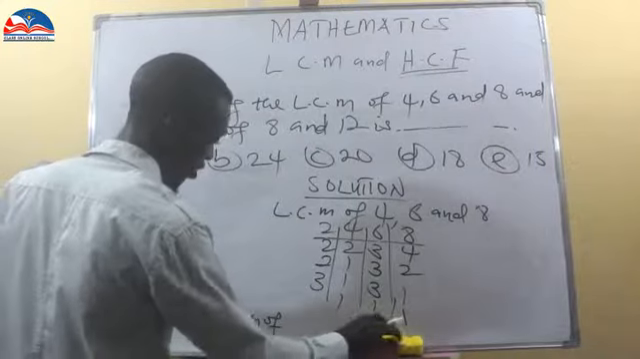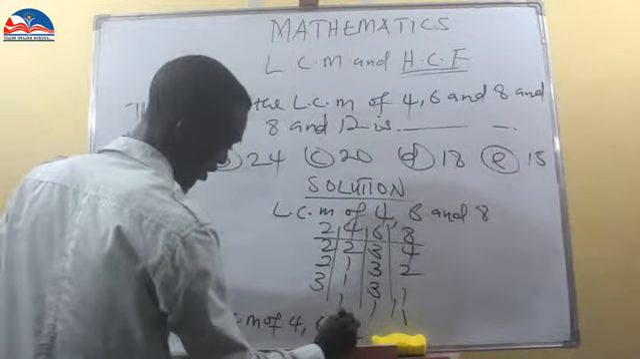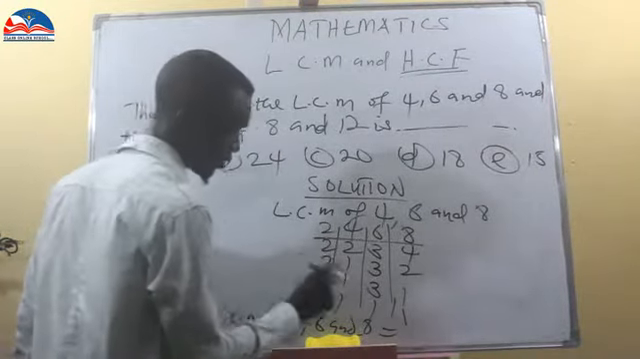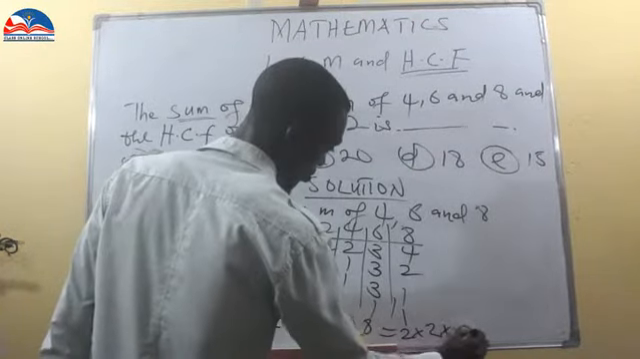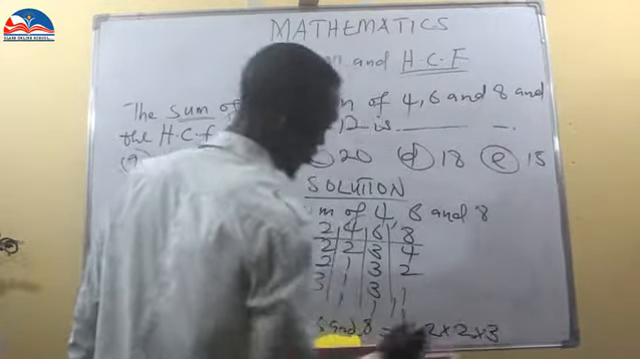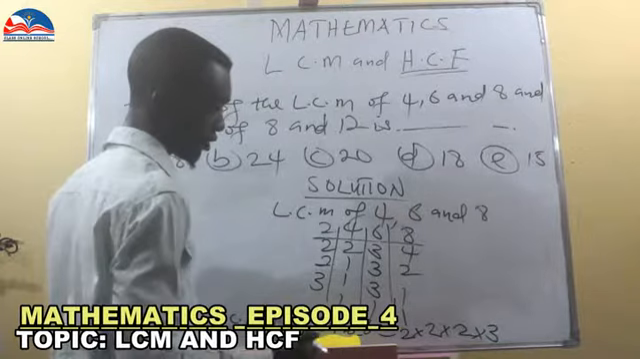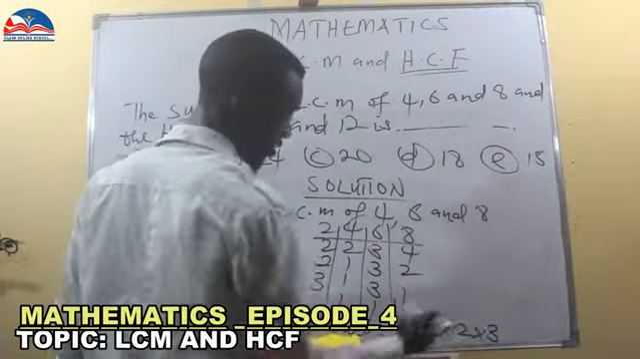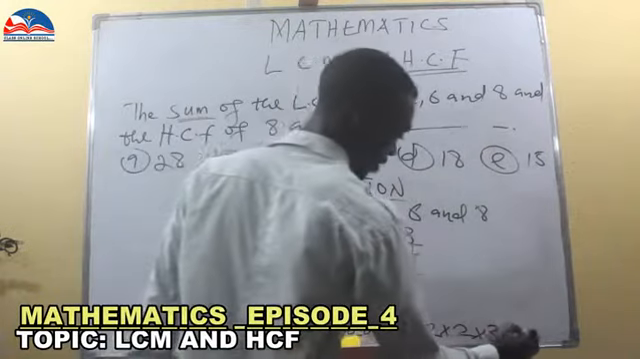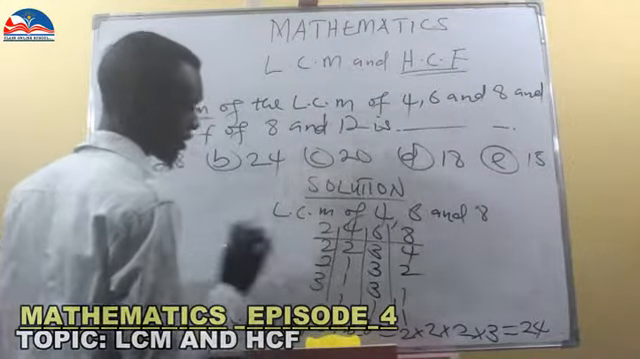the LCM of 4, 6, and 8 equals 2 times 2 times 2 times 3. 2 times 2 gives us 4. 4 times 2 gives us 8. 8 times 3 gives us 24. Okay, now we got 24 as our LCM.